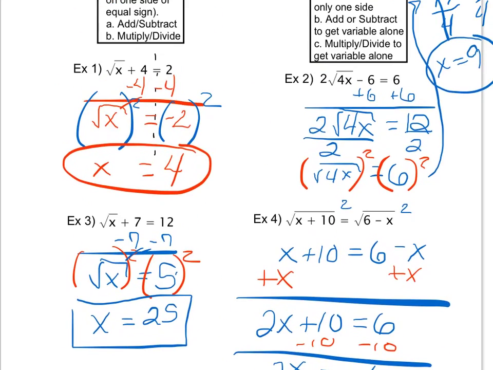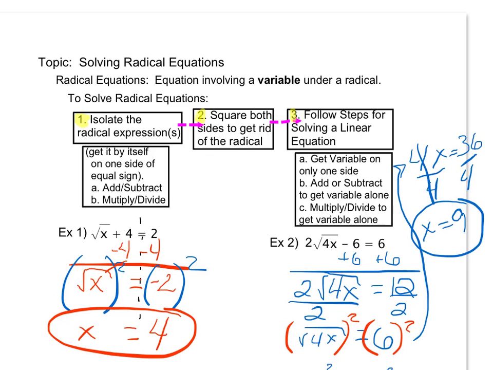So just a real quick recap. We first get the radical by itself. If there's radicals on both sides, just make sure that one of them is by itself. We do that by adding and subtracting or multiplying and dividing. We square both sides to make our radicals cancel out. And then we follow our steps for solving a linear equation.